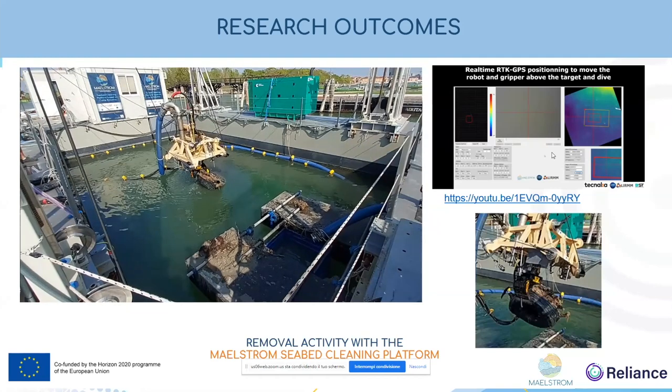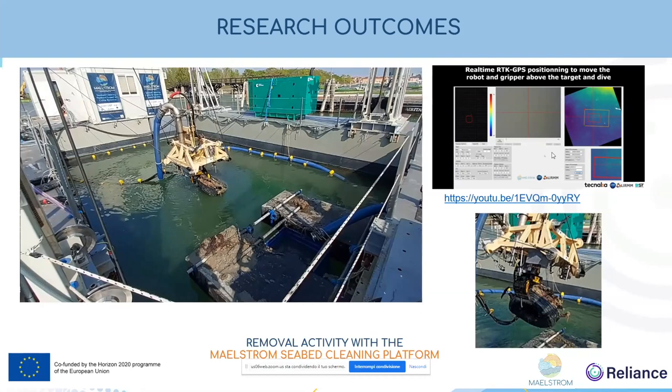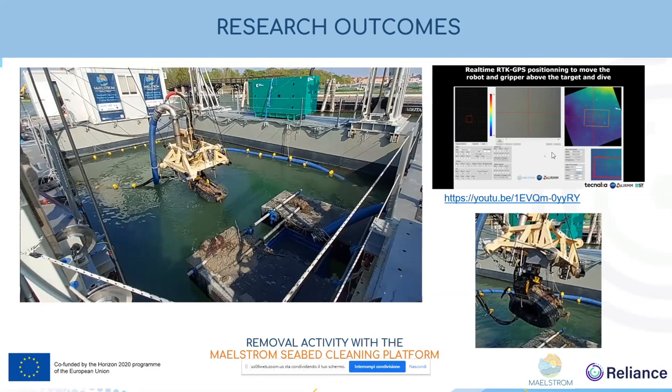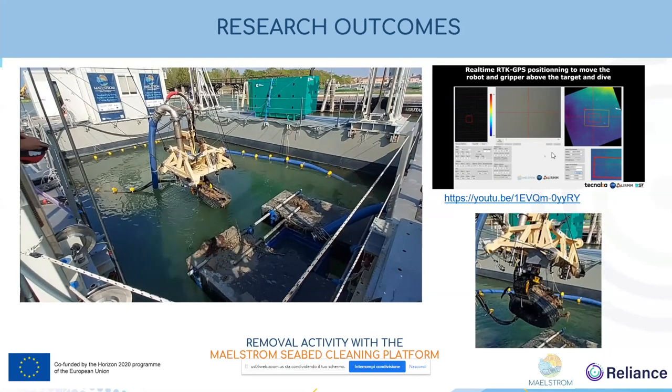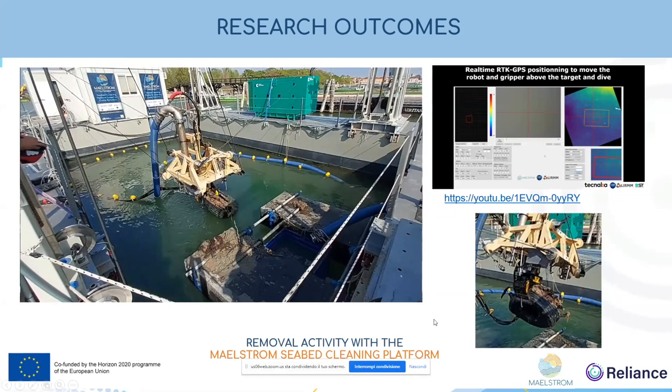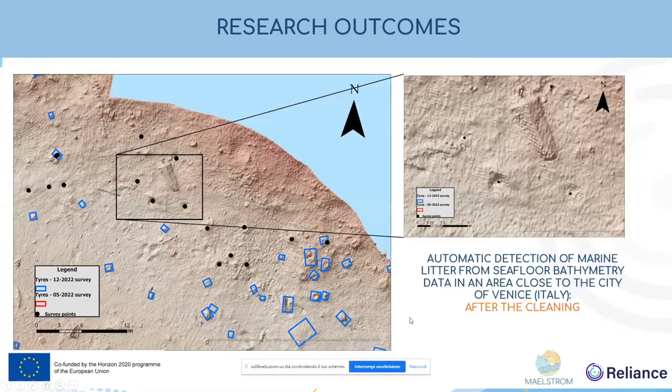And you see the robot recovers the litter item, in this case, a tire that we saw before. So it's here as well. So I just skip this. And what I want to show you is, why is it important to have an automatic detection tool?